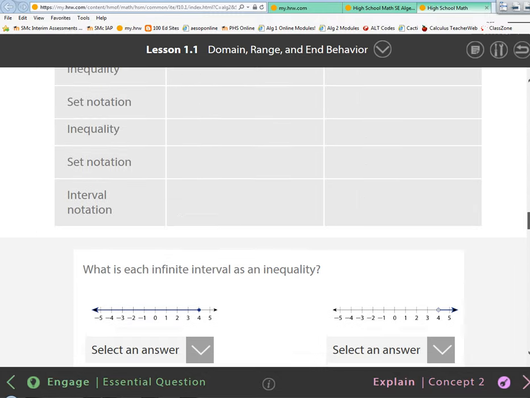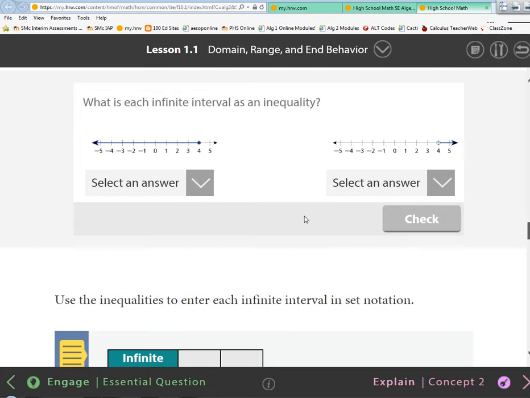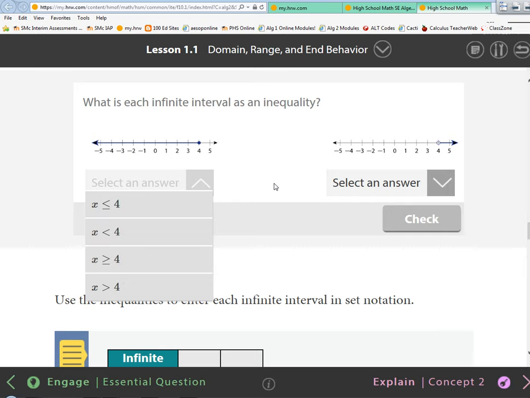If we want, let's just really quickly look at just one of these. We don't need to do both. Infinite interval. How about this one right here? The one I'm pointing at, the left one. Which choice is going to fit that best? Jasmine, what do you think? It's going to fit this one best. Right here? No, wait. The third one. Right here? Yeah. Okay, x is greater than or equal to 4.